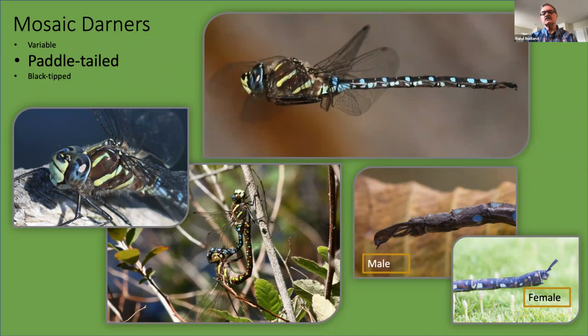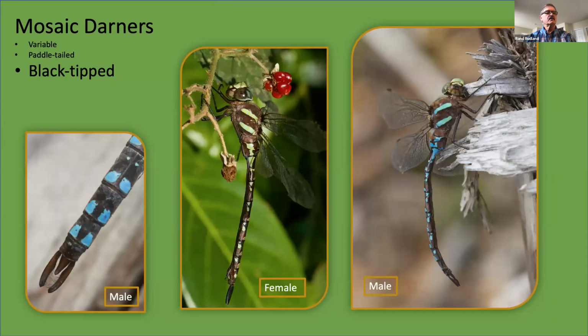The tail is, well, it's not the tail, but the terminal appendages are very distinct. The lateral thoracic stripes are also very distinct. And so this one you will expect to see. And what you need to notice is that on the 10th segment, there is a blue spot.